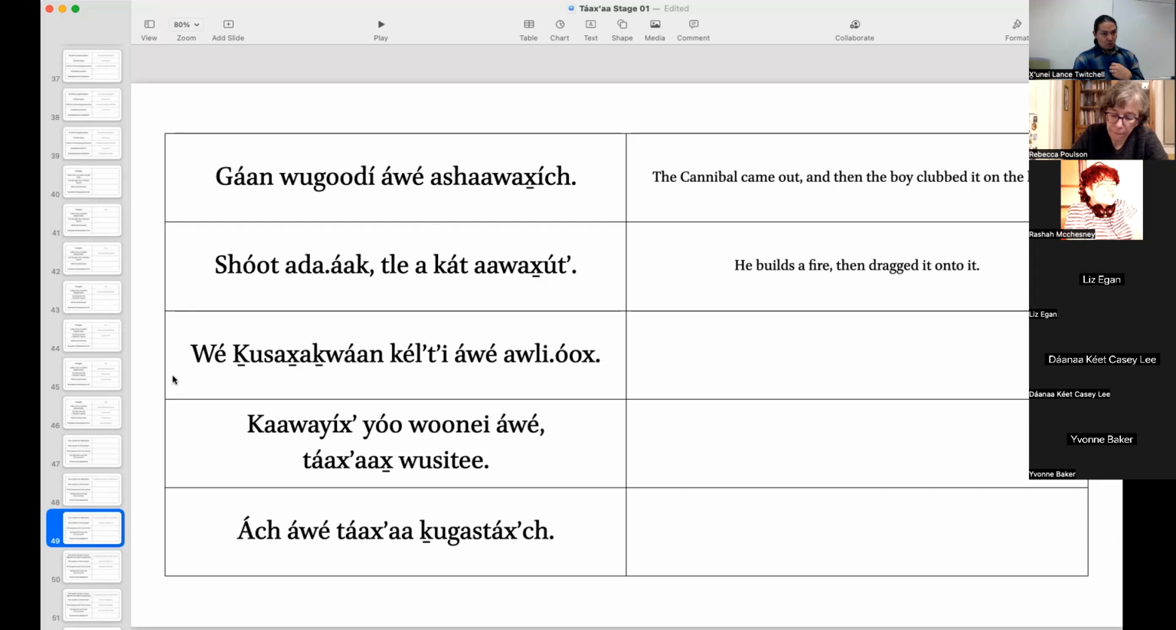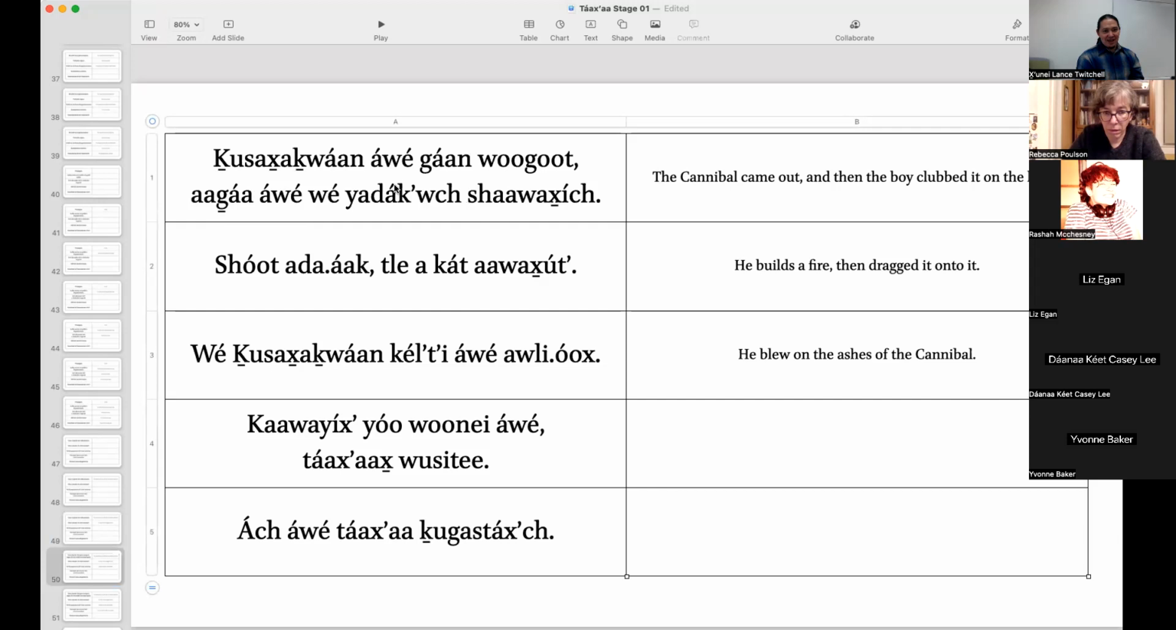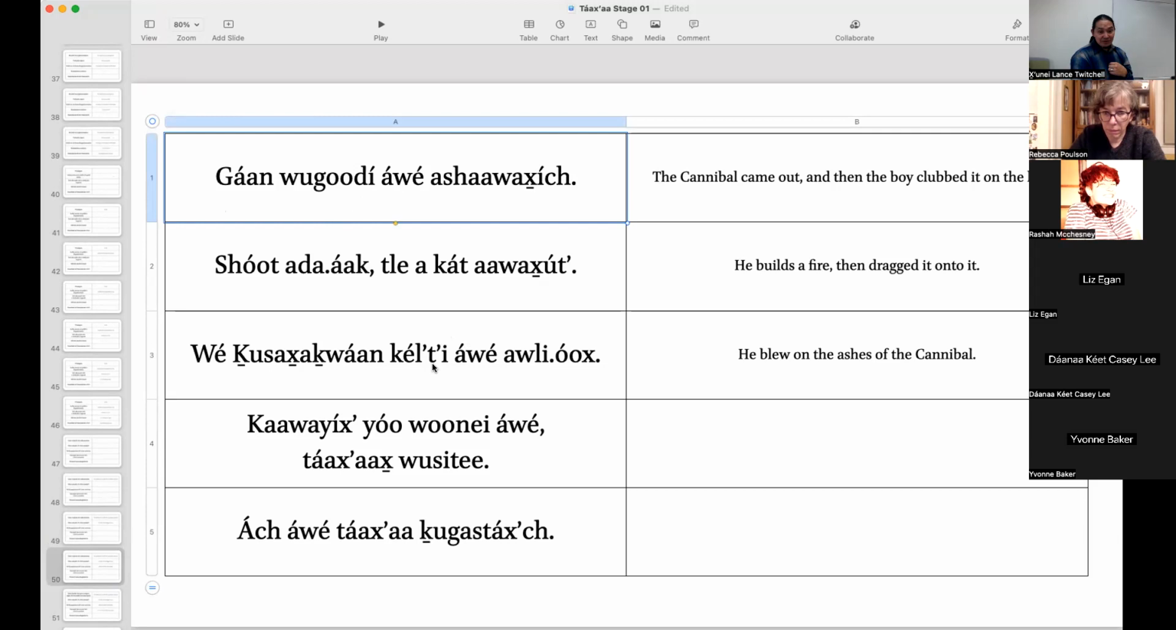We kusaka kwan ket ketti awe ausha. Ooh. You think we got there? Is there a dandelion? The cannibal's ashes blew, or he blew the cannibal's ashes? Blew on the cannibal's ashes. Ye awe. So again, there's that relational suffix doing that thing that we expect it to do.